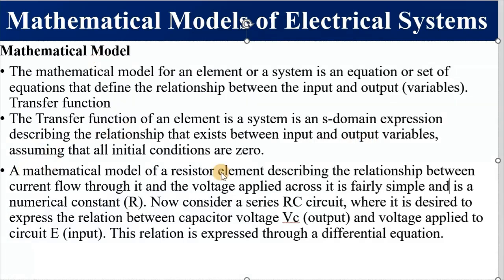The mathematical model of a resistor element that describes the relationship between the current flowing through it and the voltage across it is fairly simple, and is simply a numerical constant R. For an RC circuit where it is desired to express the relationship between the voltage across it and the applied voltage E, we are going to consider it. And how is it expressed? This is expressed through a differential equation.